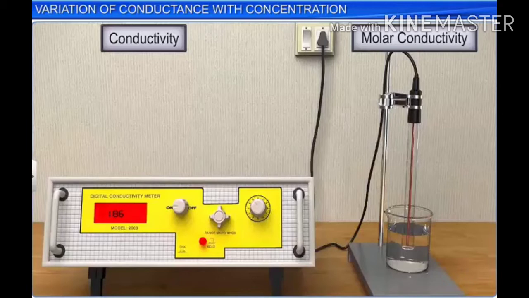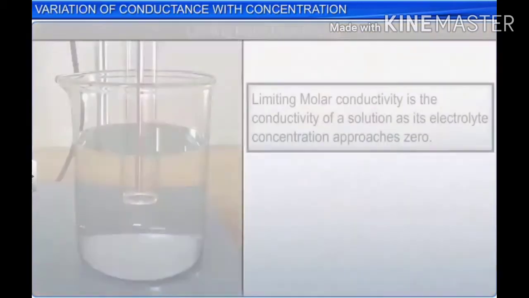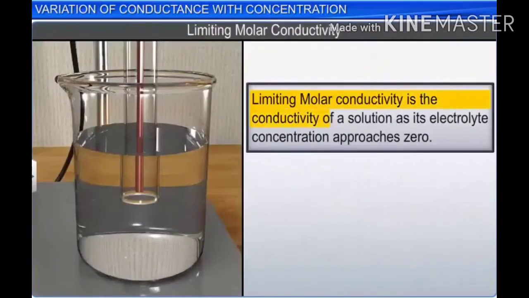Before we discuss the concentration dependence of molar conductivity, we must first understand the idea of limiting molar conductivity. This is the conductivity of a solution as its electrolyte concentration approaches zero. Limiting molar conductivity is given the symbol lambda m0.